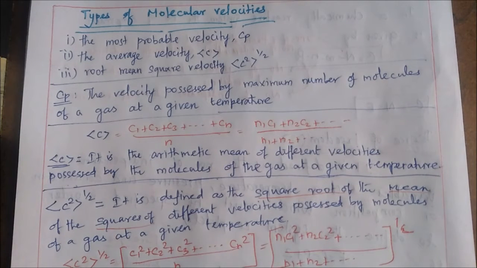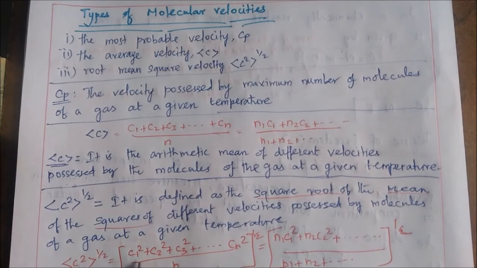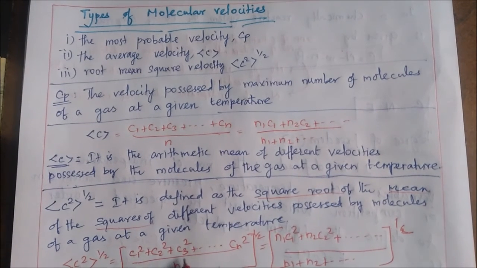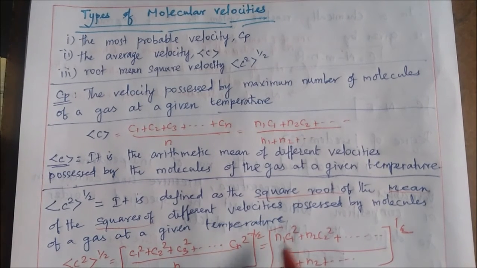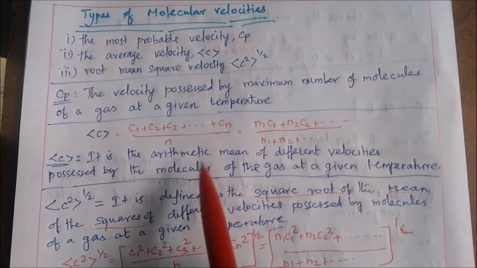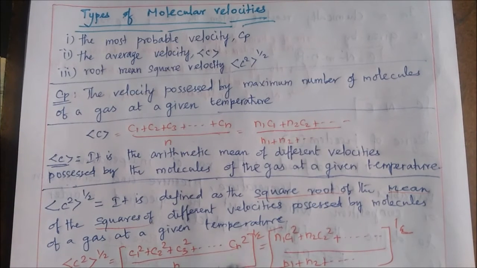So for this value, we have to take the speeds first. We have to write the speeds, and we have to square the values, and we have to add, and we have to divide by the total number, and we have to take the root of the entire value. So mean, as we have taken the average value, and we have to square, and we have to take the root.